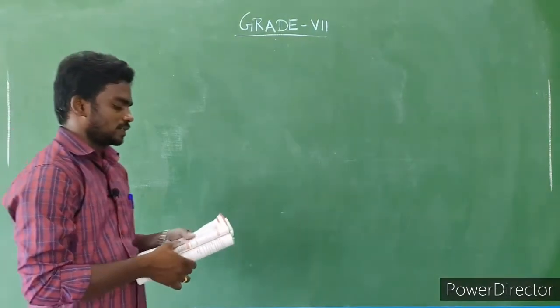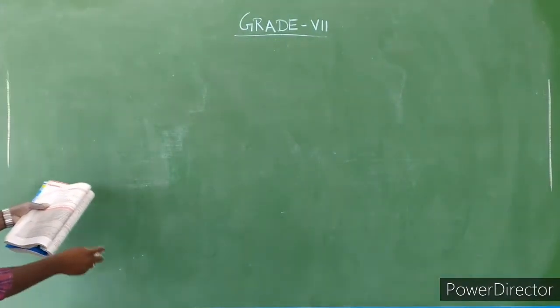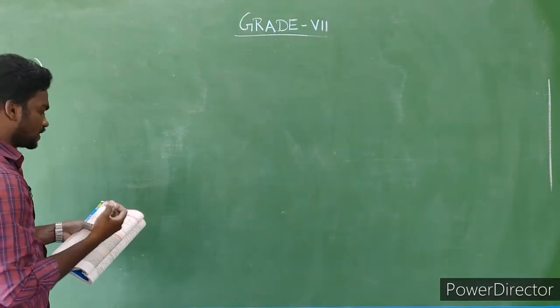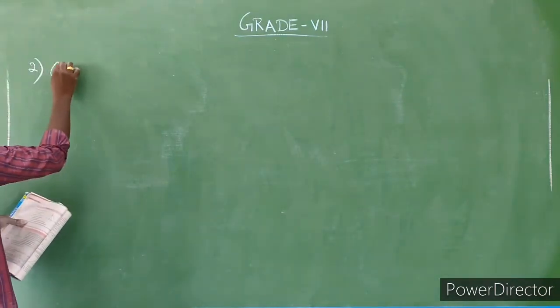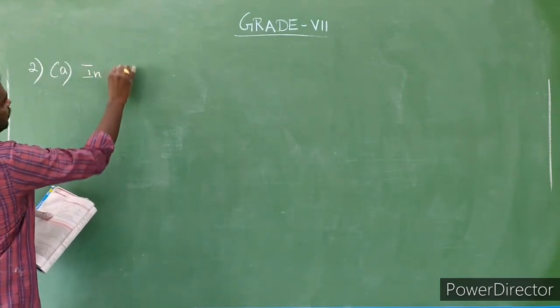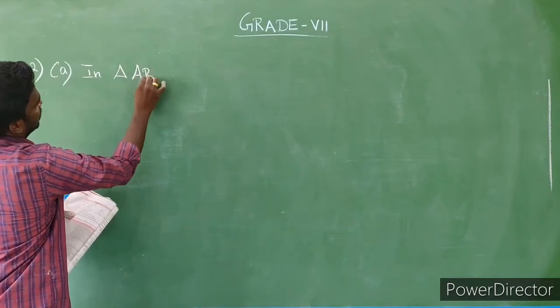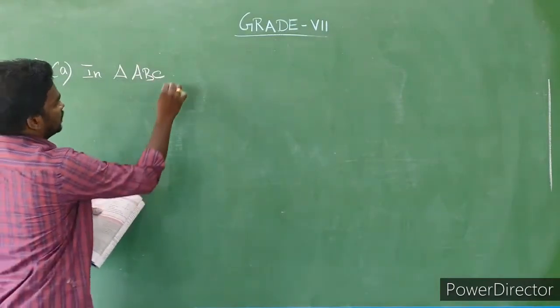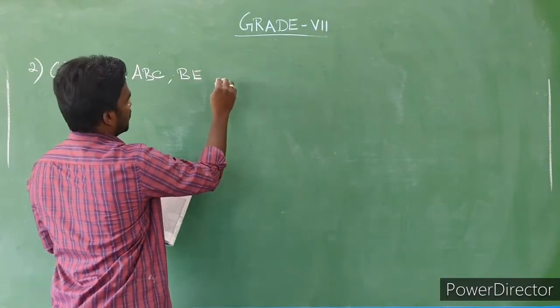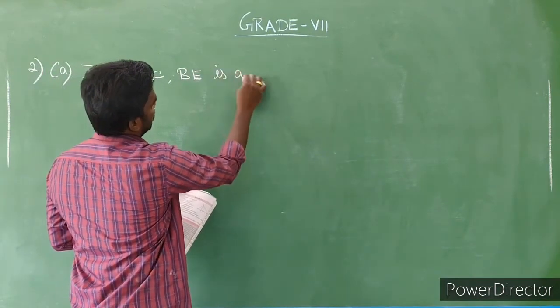What is our second question? Draw a rough sketch for the following. Second one, question A: in triangle ABC, BE is a median.